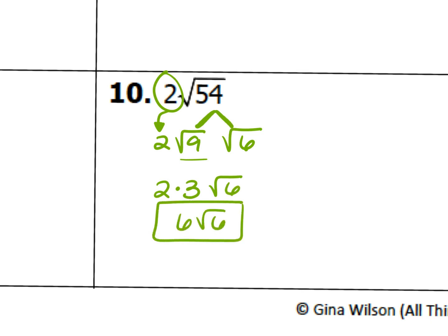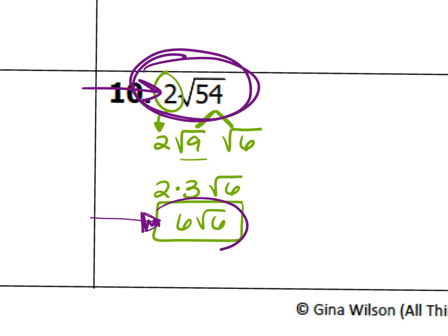Do you know how you can check your answers? This is a really easy way to check your answer. Plug 6 times the square root of 6 into your calculator, and then plug 2 times the square root of 54 into your calculator. You should get the same decimal. It's going to be a funky decimal, but it should be the same number. If it's not the same number, then you don't have the right setup. Okay? If you plug this into your calculator, and then you plug this into your calculator, they should be equal. Okay? Questions on that?